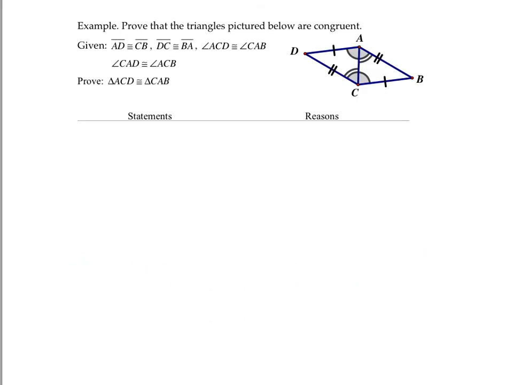Okay, we're going to end today's lesson with a proof. We're going to show or prove that these two triangles are congruent. So in there, we're given information, and it's also marked in the diagram, that line segment AD is congruent to line segment CB. And we're given that line segment DC is congruent to line segment BA.